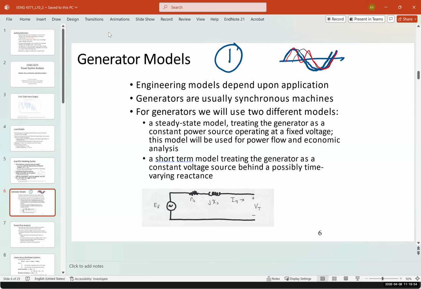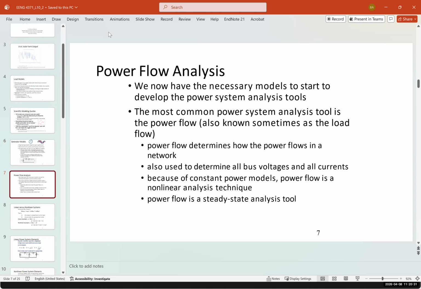Now, for generators, we will use 2 different models. We use the short-term model and the steady-state model, which is technically the long-term model. A steady-state model treats the generator as a constant power source operating at a fixed voltage. This model will be used for power flow and economic analysis, if we want to do a little bit longer-term. And then we have a short-term model, treating the generator as a constant voltage source behind a possibly time-varying reactance. And this is an example of how we model it.